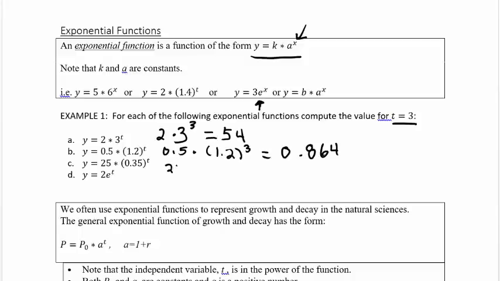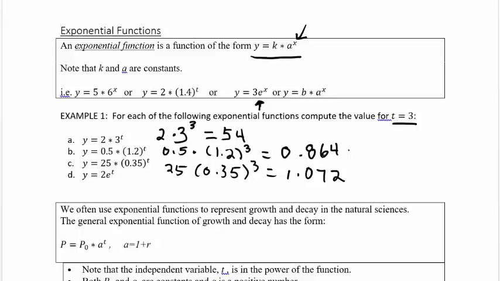For the next one, we have 25 times 0.35 cubed. When I plug that in, I get 1.072, we'll call it. I rounded both part B and C to 3 decimals. It didn't explicitly say what to round to here, but you should be getting the same values.